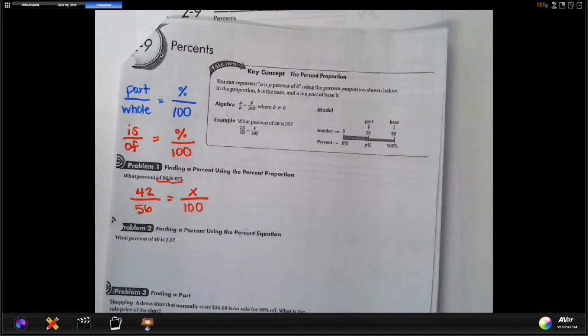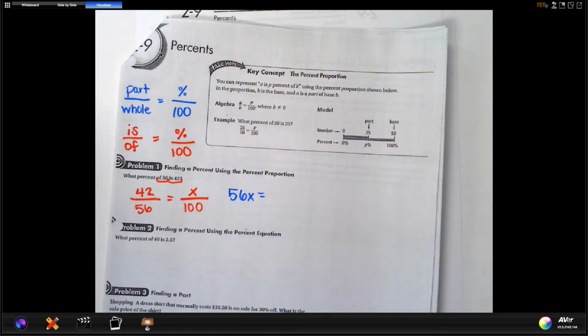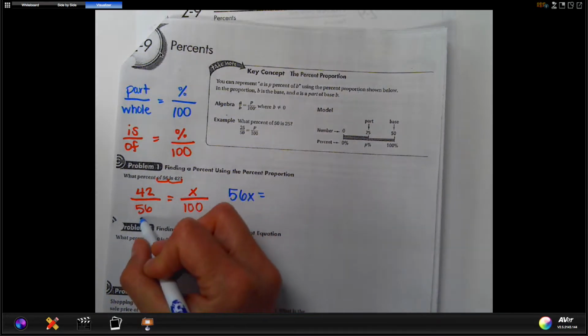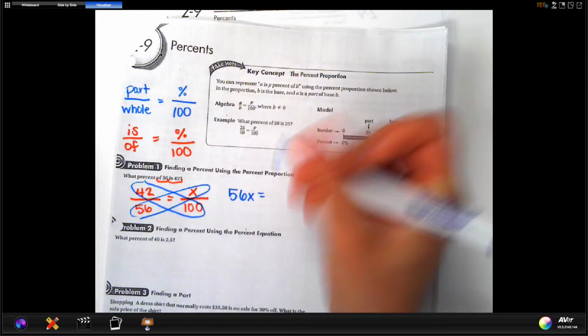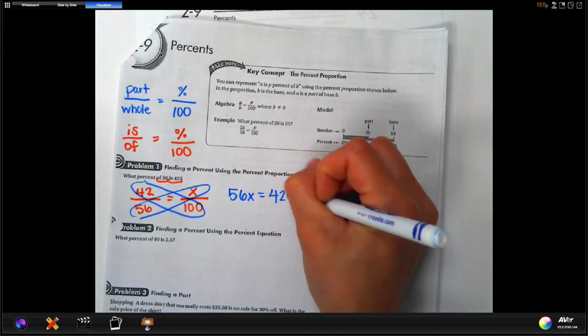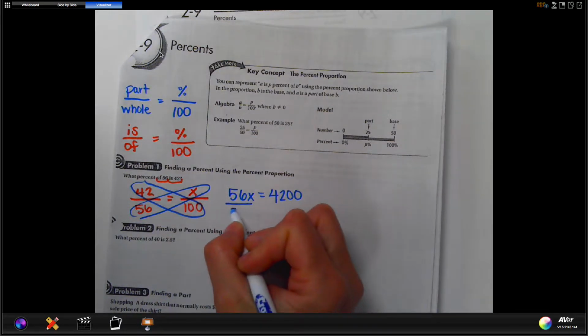Okay, once you have it set up, it's easy peasy, right? What do we cross multiply? What do we cross multiply? Xavier, what do we do? 56 and x. 56 and x, yep. And then equals now, what do we multiply on the other side? Go, Donovan. 42 and 100, yeah. And some of you can just do that in your head, right? Yep, 4,200 is what that's going to be. And then what do we do to finally solve it? We divide. Yeah, divide by 56.